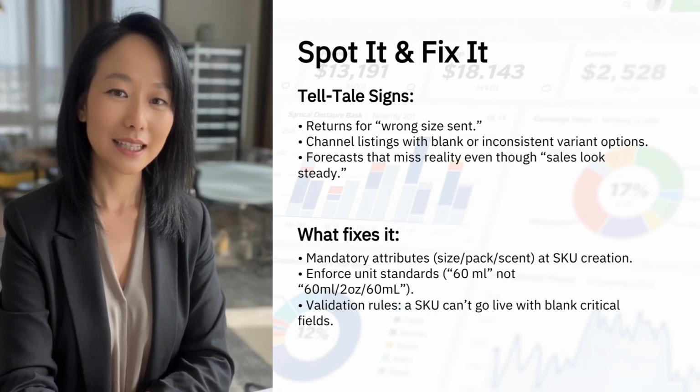Look for wrong size sent returns, blank variant options, and forecasts that keep missing reality. Implement mandatory attributes at creation, strict unit standards, and validation rules to prevent a SKU from going live if critical fields are empty or mismatched.